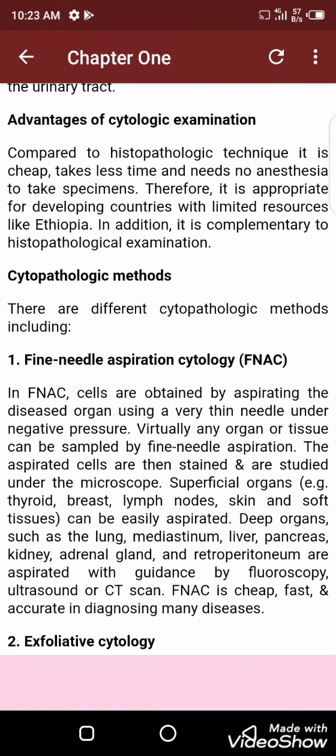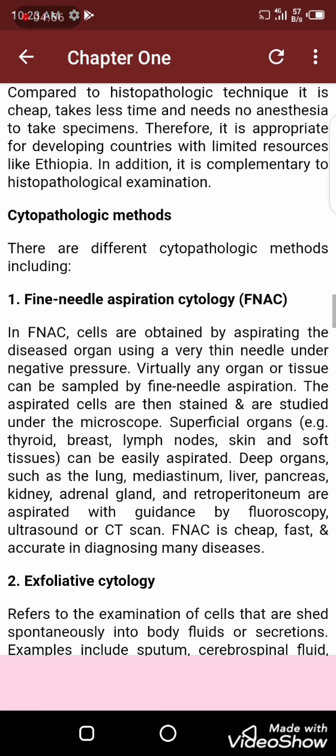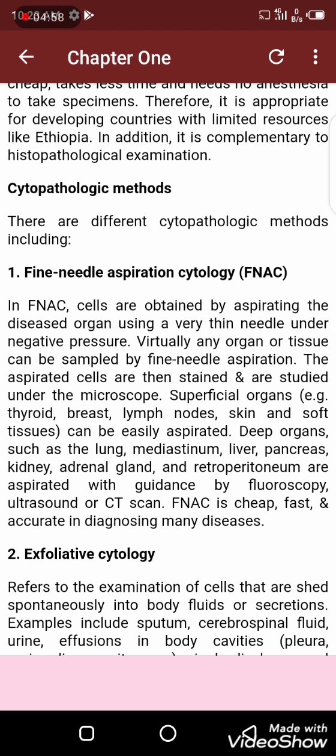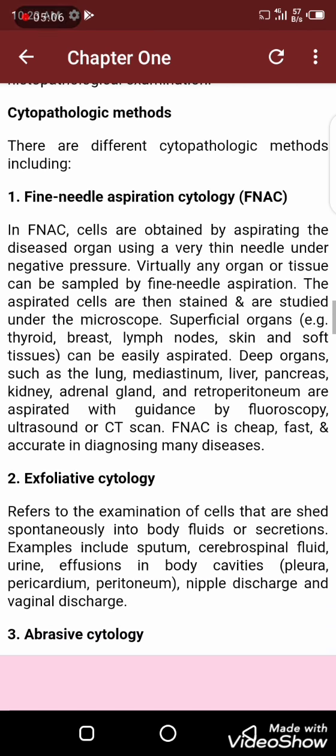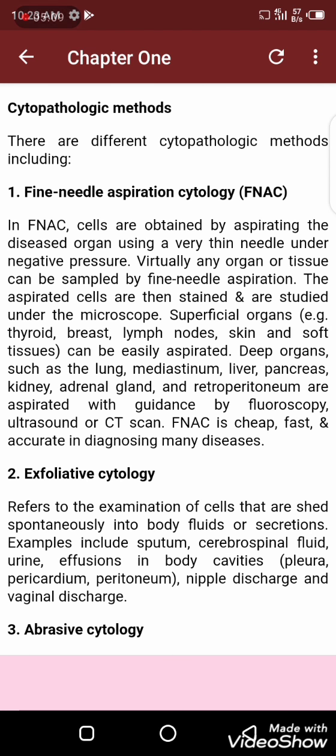Now we are coming to discuss cytopathologic methods. In cytopathologic methods, there are different techniques which are used. In fine needle aspiration cytology, cells are obtained by aspirating the diseased organ using a very thin needle under negative pressure. Virtually any organ or tissue can be sampled by fine needle aspiration. The aspirated cells are then stained and are studied under the microscope.